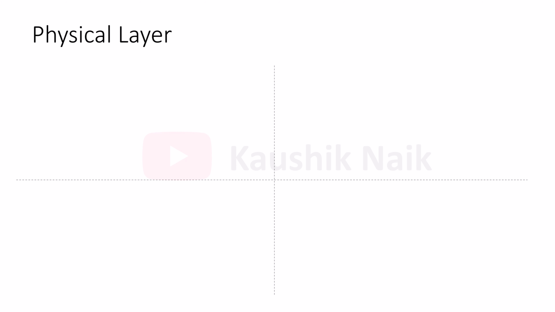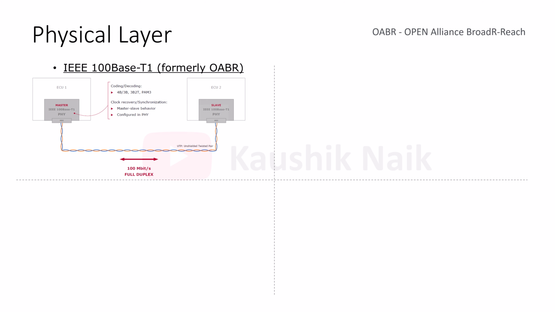Let's see different medium dependent interfaces available in the market today. The first one is 100BASE-T1, which was the initial version of PHY, also called OPEN Alliance BroadR-Reach before it got the IEEE standard. It was developed by a company called Broadcom. In 100BASE-T1, 100 means the bandwidth at which it can operate, that is 100 Mbps. T1 means a single twisted pair of cable. This single twisted pair can communicate both TX and RX messages in the same pair of cable.